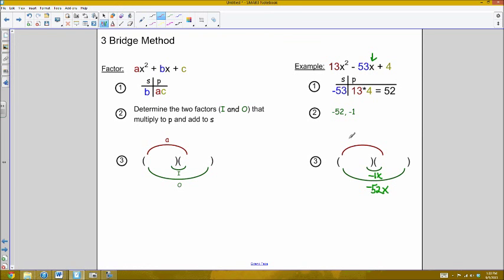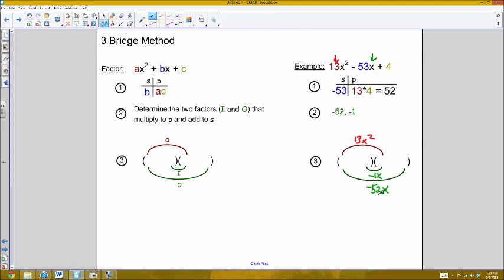Next, I have my first arc, and that's basically the coefficient of my first term, which is 13 in this example. So I'm going to put 13x squared here. Now this is where things get a little bit tricky. It's going to be a little bit uneasy at first, but once you get a handle on this method, it actually turns out to be way faster than the AC method.